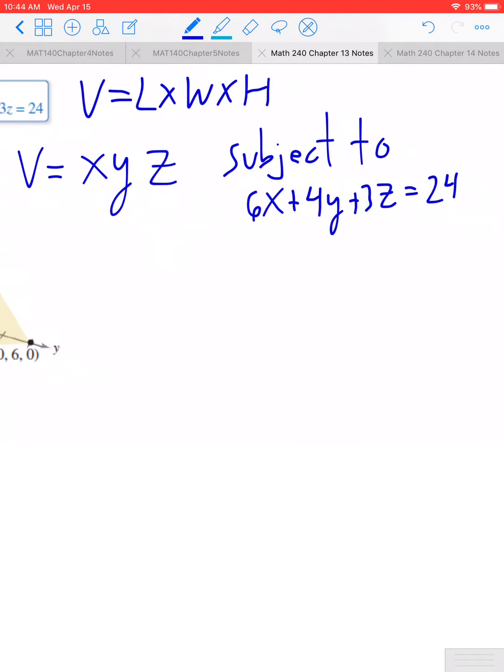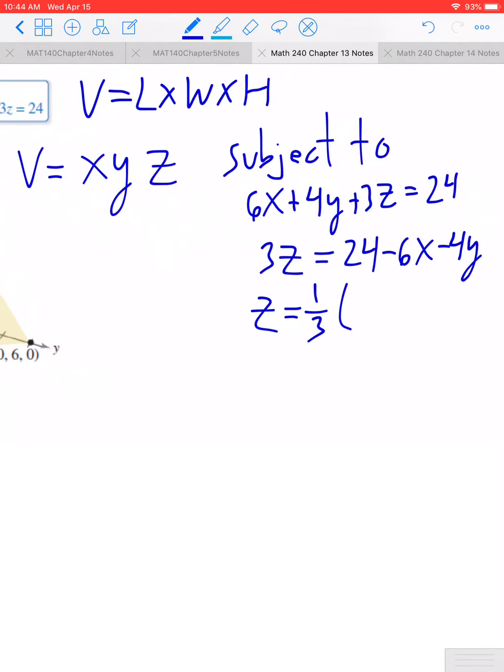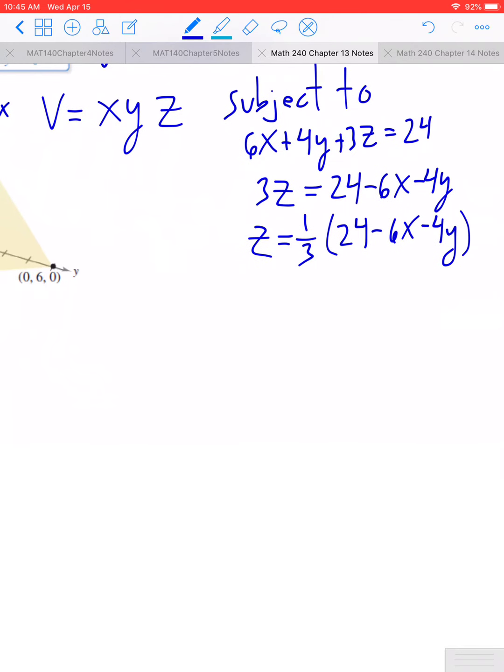One of the things we can do to reduce this to a function of two variables is to take our constraint equation and solve it for z. 3z would be equal to 24 minus 6x minus 4y, and then if we multiply everything by a third, that will clear off the z, make it a z to the 1. We have 24 minus 6x minus 4y times a third would be equal to z. So we can go ahead and plug that into our volume expression to find that the volume as a function of x and y is going to be equal to, so wherever I see a z, I'm going to put this.